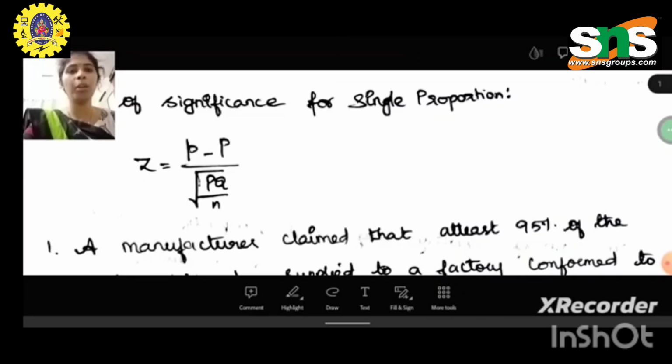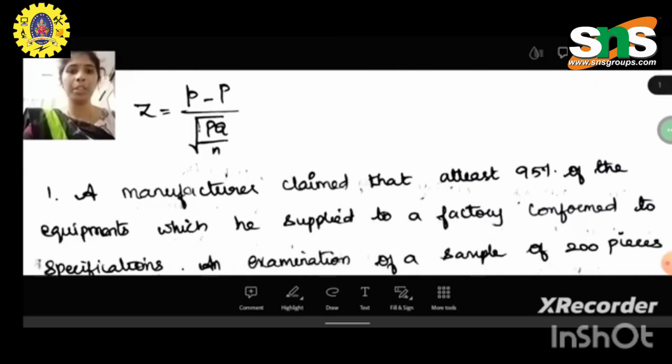Here the formula for testing the significance of single proportion is z is equal to p minus capital P divided by root of capital P capital Q divided by n, where small p stands for sample proportion and capital P stands for population proportion, and Q is 1 minus capital P and n is the number of samples. Here this single proportion follows Z distribution, that is normal distribution.